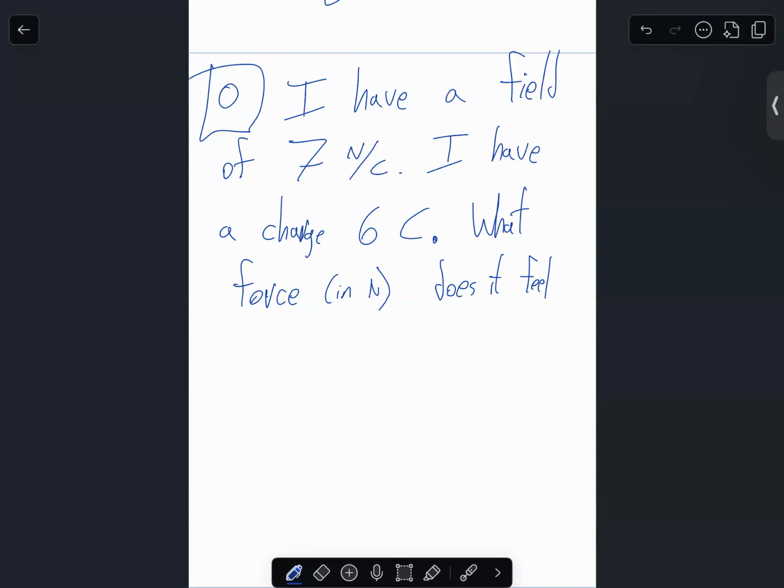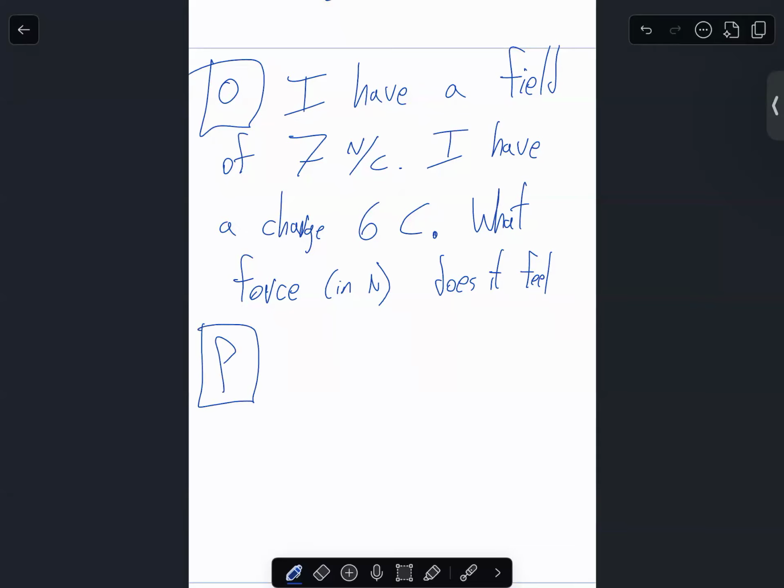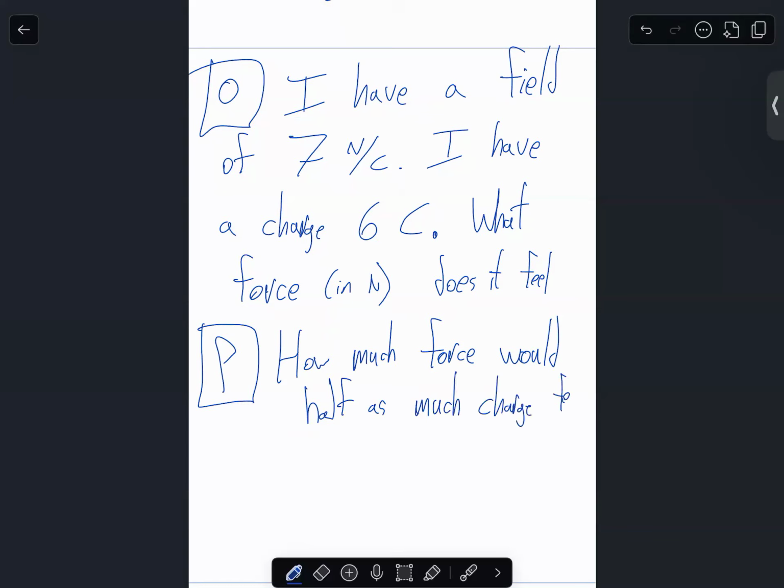Good, 42 newtons. Quick question: if I cut the charge in half, how much force would that 3 coulombs feel? Fast as you can. Okay, so if I multiply 7 by 3, I get half as much as when I multiply 7 by 6. Correct answer is 21.